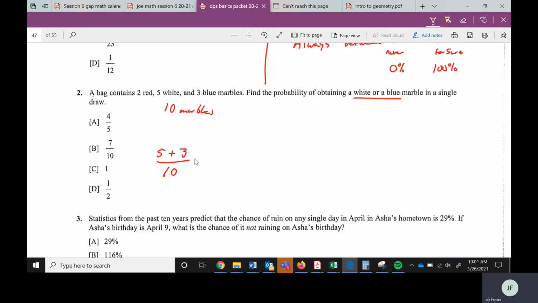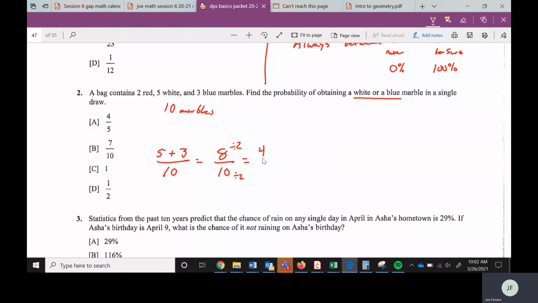Any one of those would work. So that means 8 out of the 10 would give you what you're looking for. Now, probability is usually going to be given in a reduced form. So look at 8 and 10. Look for a number that goes into both. 2 goes into both. So we can reduce that.